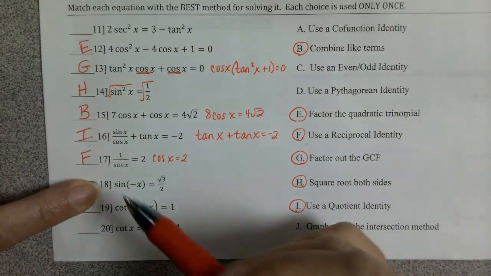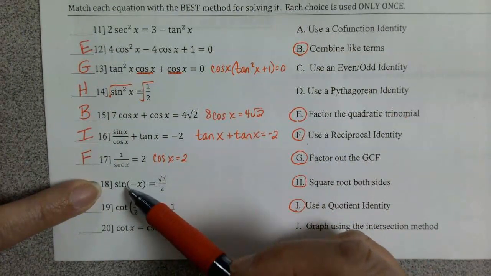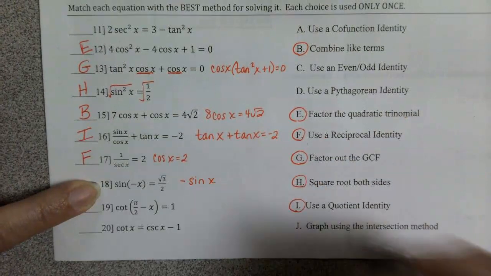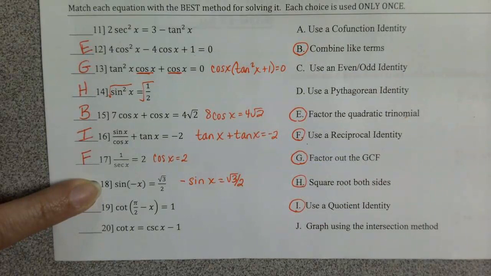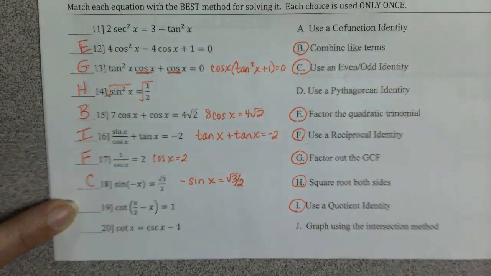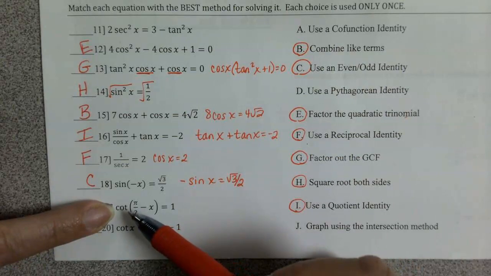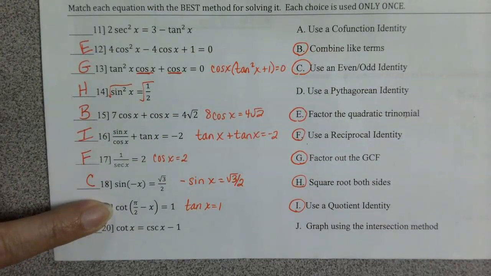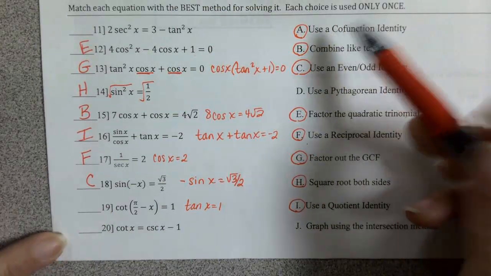Okay, then the next one, sine of negative x equals root 3 over 2. Sine is an odd function, so the sine of the negative angle is equivalent to negative sine of the positive angle. And that would be using our even-odd identity, which is choice C. Okay, then number 19, we have a cofunction identity, and the cofunction of cotangent is tangent. So we could rewrite that as tangent of x equals 1, and that would be A using a cofunction identity.